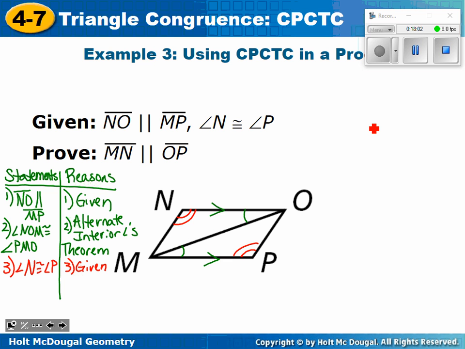Now at this point, I'm going to see what you can come up with. We could go the long route and prove the two triangles congruent and then use our corresponding parts, CPCTC, to get those other alternate interior angles congruent. Or there's a shortcut we could do here that would not require us to prove the two triangles congruent. Does anybody see a way we could get the other angles that we're looking for congruent?